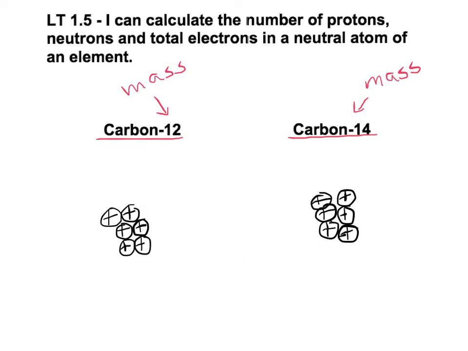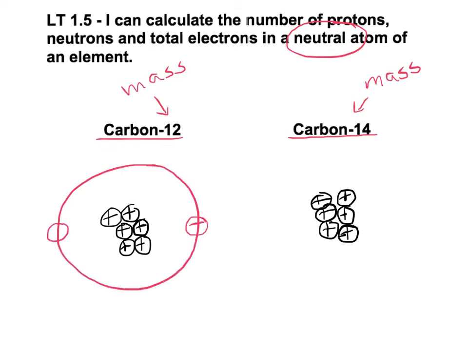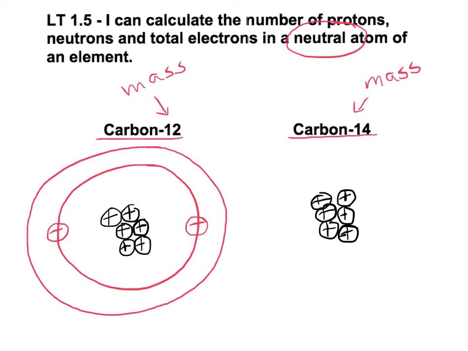I also know that carbon-12 and carbon-14 both have 6 electrons. And I know that because it says this is a neutral atom. And neutral means the pluses equal the minuses. So let me draw on some electrons. On the first ring, 2 electrons can live. So I'll put one here, one here. On the next ring, I can have up to 8, but I only need 4 because I only need 4 more. So there's 1, 2, 3, 4.